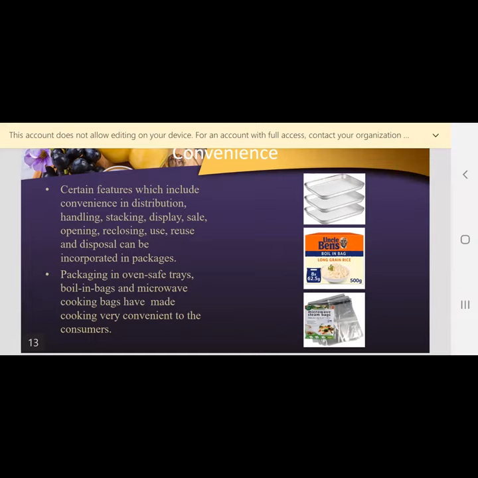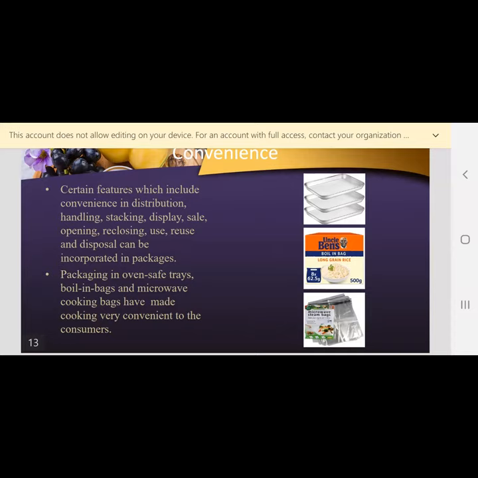Packaging in an oven-safe oven tray. The oven tray doesn't melt or get its shape changed during heat treatment. So it is a convenience of packaging.